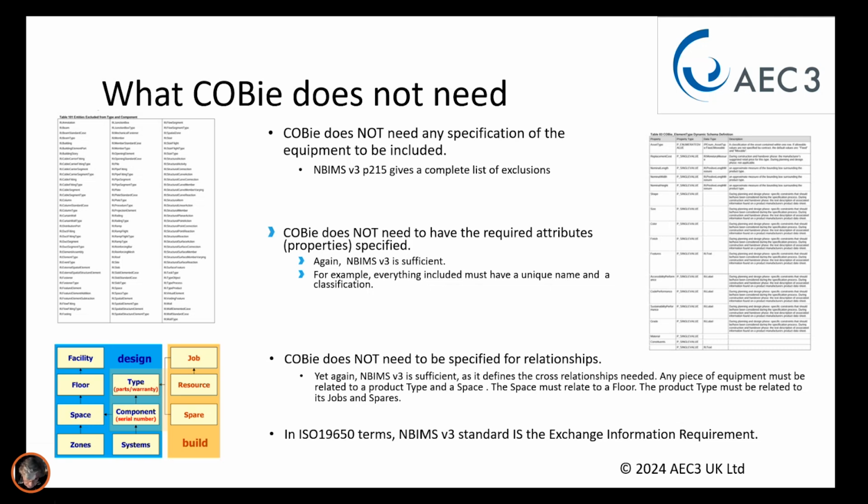So the answer is that MBIMS version 3 is, in ISO 19650 terms, the exchange information requirement. There's one small exception to that: there are a few fields, few columns that are colored green, which the client may agree to omit if they're not relevant to his or her facility. So apart from those omissions, everything is already specified for you. And so it's an off-the-shelf solution, something that the industry desperately needs in many areas of what it does. But COBie in 2007 got there first.